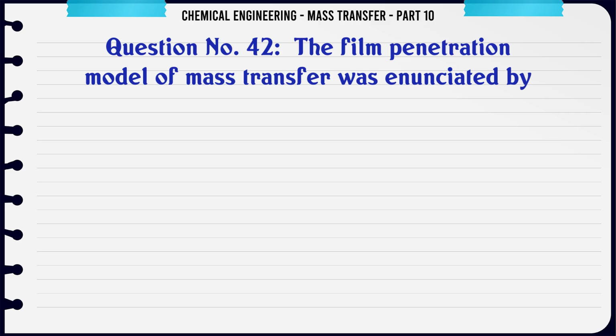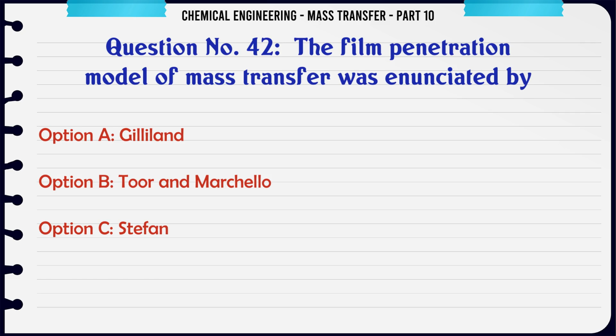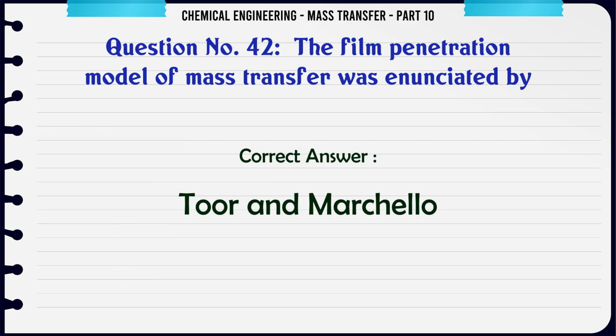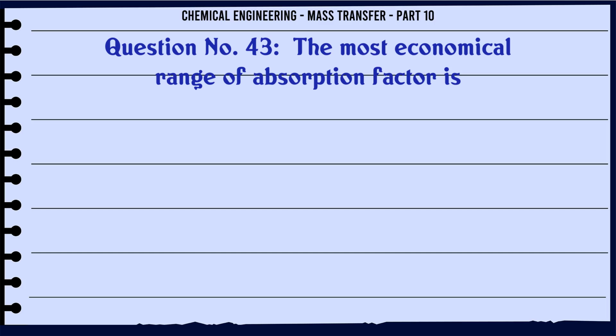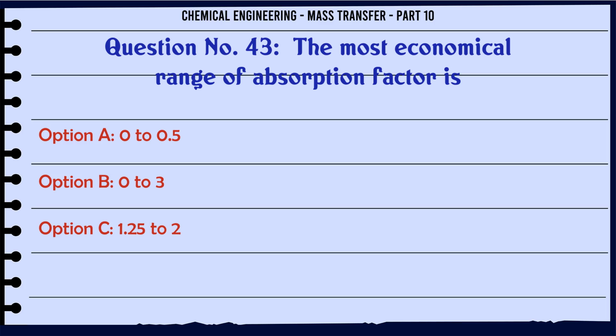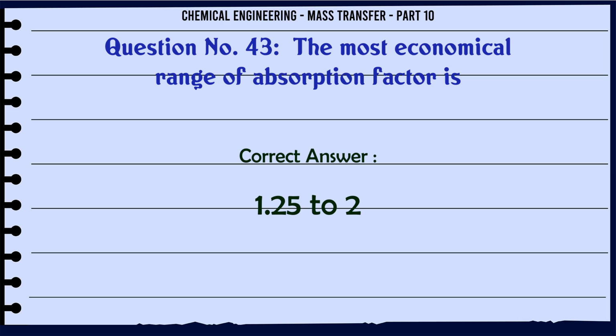The film penetration model of mass transfer was enunciated by A. Gilliland. B. Toor and Marchello. C. Stefan. D. Fick. The correct answer is Toor and Marchello. The most economical range of absorption factor is A. 0 to 0.5, B. 0 to 3, C. 1.25 to 2, D. 5 to 15. The correct answer is 1.25 to 2.